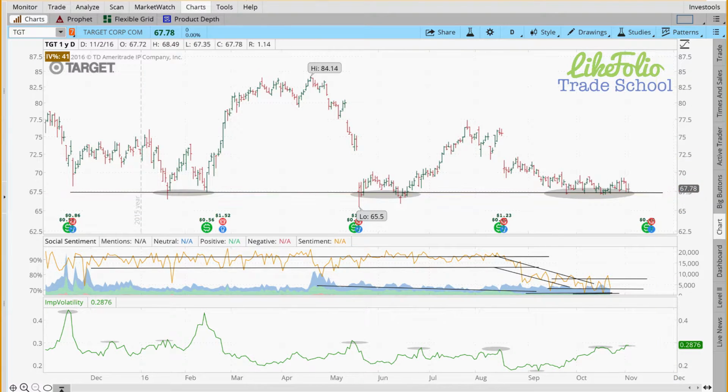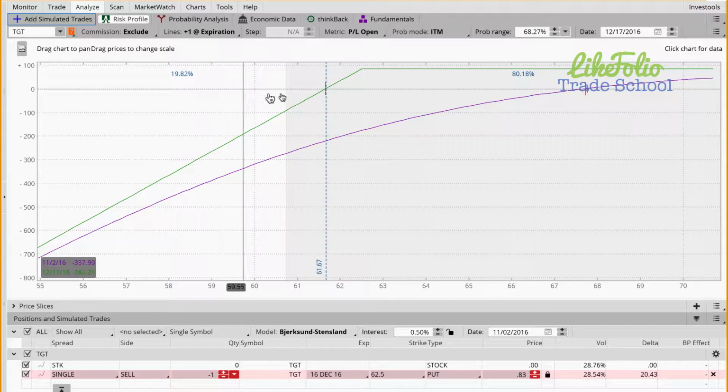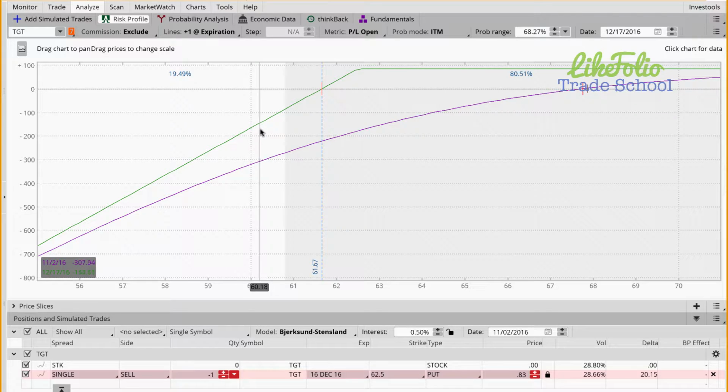So what if you're looking at this and you're saying to yourself, I really hate that the losses just keep going and going and going. What can I do to prevent that from happening and cap my losses off? Well, the answer to that question is you can sell a put spread. And let me show you how to do that.